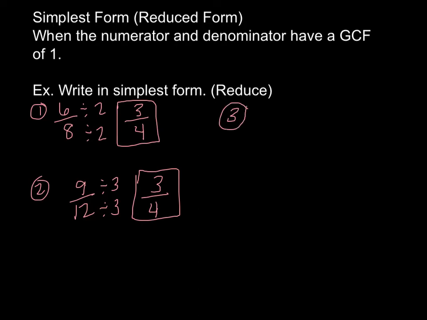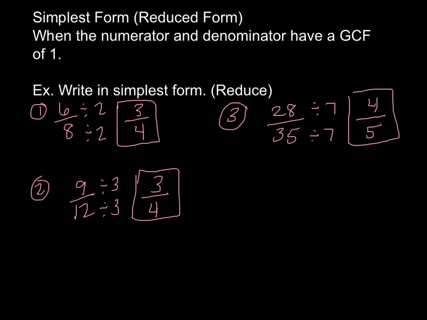All right, for number 3, it says 28/35. This one's a little trickier to see right away, but I do know that 7 goes into both of those numbers. Okay, so if I divide by 7, 7 goes into 28 4 times, and 7 goes into 35 5 times, so 4/5 is my simplest form. All right, let's try another one.